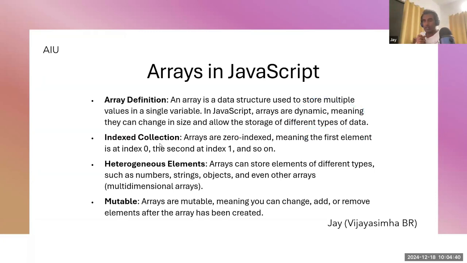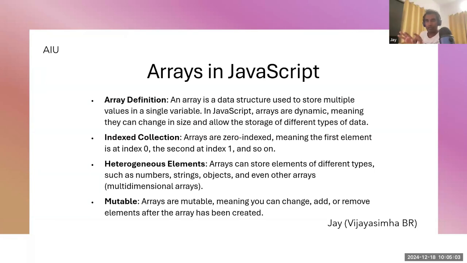Now, the next thing you want to understand is arrays are zero indexed. That part is key. I'll come back to that in a second. Now, heterogeneous elements means, as I mentioned here, arrays can hold numbers, Boolean values, strings, and objects. So all kinds of things can be included in the array.